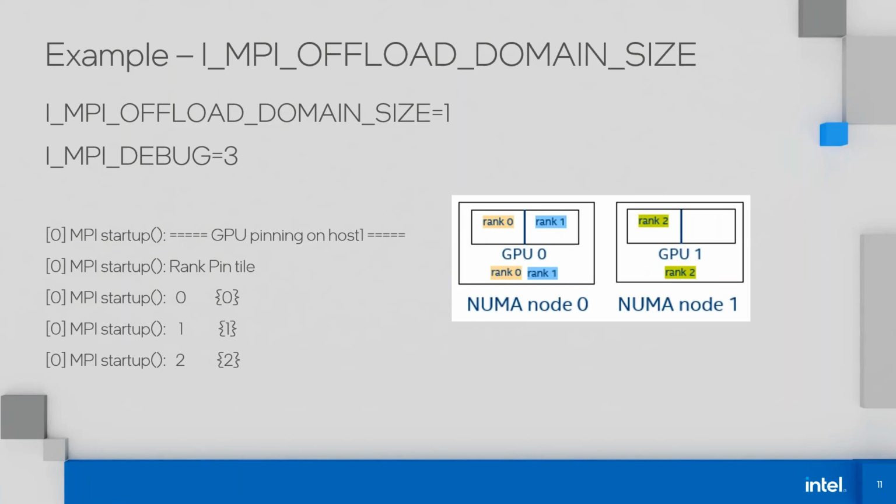Okay, next slide. Another example for the domain size variable. Now it's not the auto value. It equals 1, which means 1 tile per rank, because the cell is tile. And you can see that each rank will have only 1 tile, and the last tile is not used here. So your application will not be able to compute or communicate with the last tile. So each rank will see only 1 device, which is a tile.